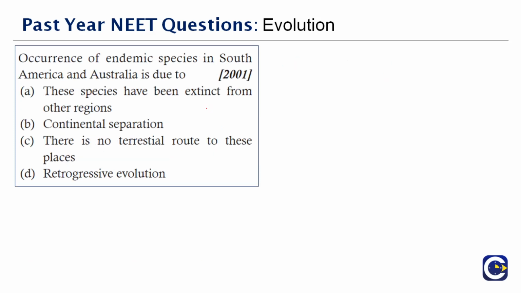Next question here. Occurrence of endemic species in South America and Australia is due to dash. So they are asking about endemic species. We know what is pandemic, right? What do you mean by endemic? Endemic means regularly found among particular people or in a certain area.